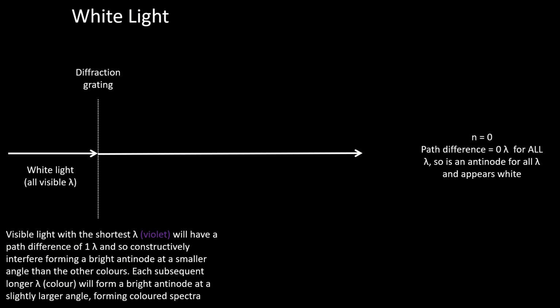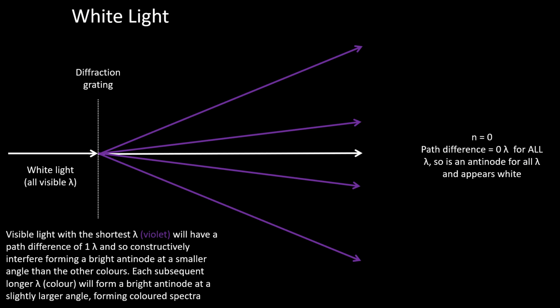So visible light with the shortest wavelength, which is violet, has a path difference of 1 wavelength closer, or at a smaller angle than the others. Okay? Because it's got the shortest wavelength, it will constructively interfere at the smallest angle, forming an antinode, and it will appear bright at a smaller angle. And as you go outwards, each subsequent wavelength or color will form a bright antinode at a slightly larger angle.